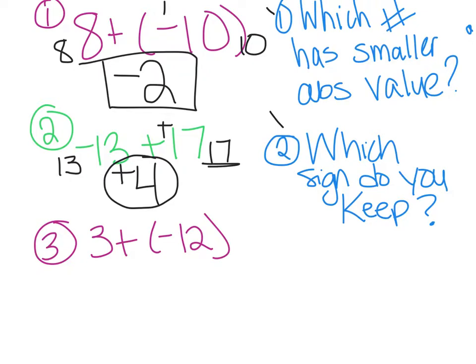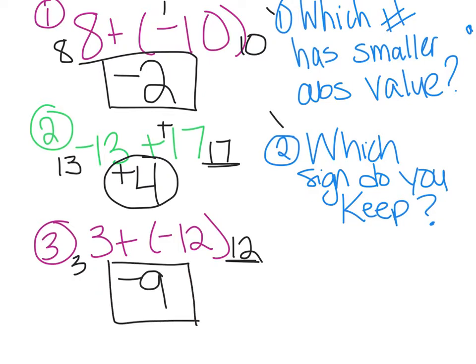Okay, you guys try number 3, and then we'll check it together. So you have 3 plus negative 12. First, we're going to find the absolute values. So 3, and then negative 12 would be 12. So we're going to do 12 minus 3, which is 9. And which sign do we keep? Well, 12 is larger, so we're going to keep that negative sign. And our answer is negative 9.